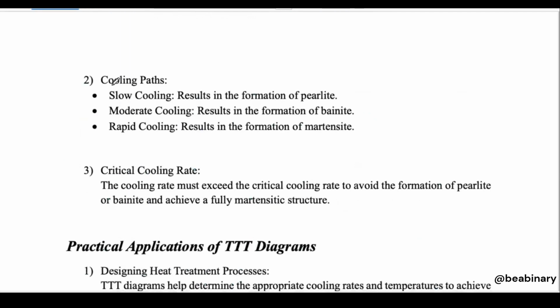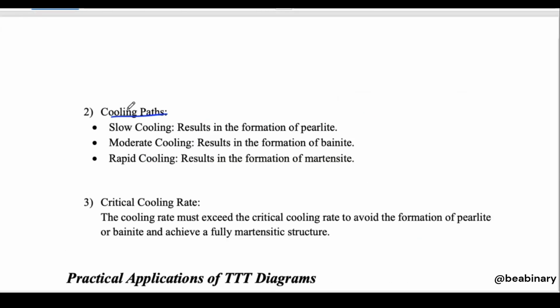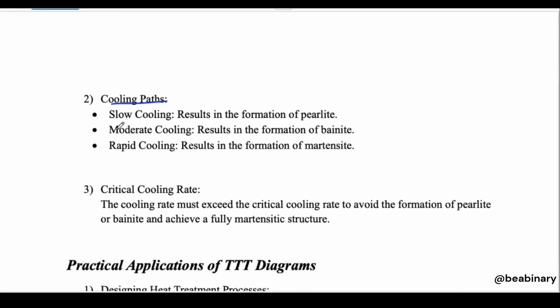Now, the cooling path. The second one is the cooling path. Slow cooling results in the formation of pearlite. Moderate cooling results in the formation of bainite. And rapid cooling gives us martensite.